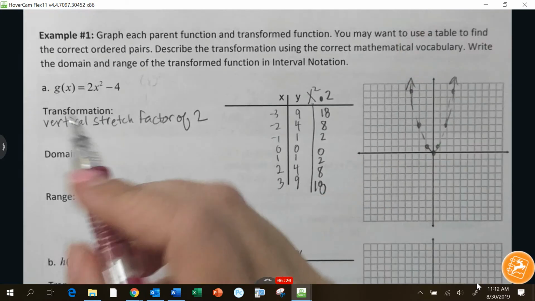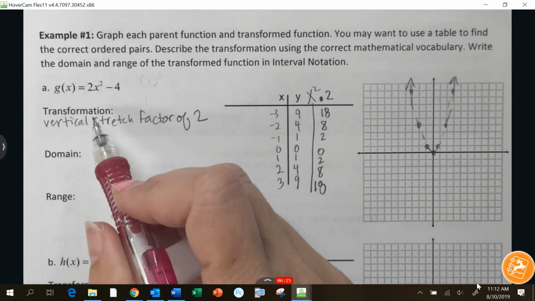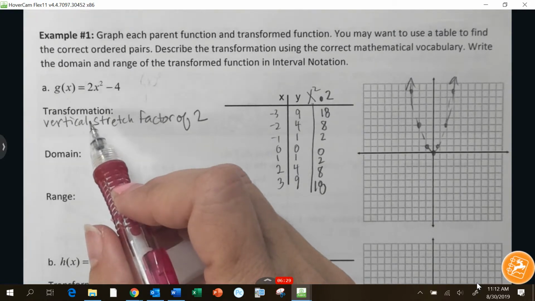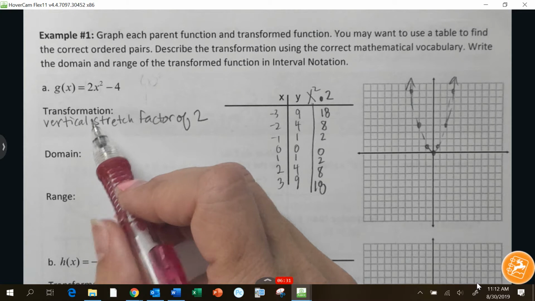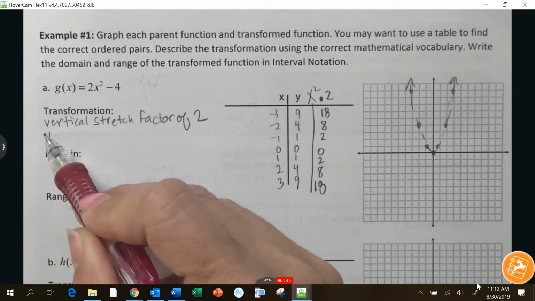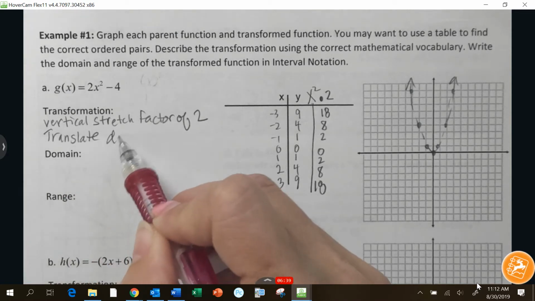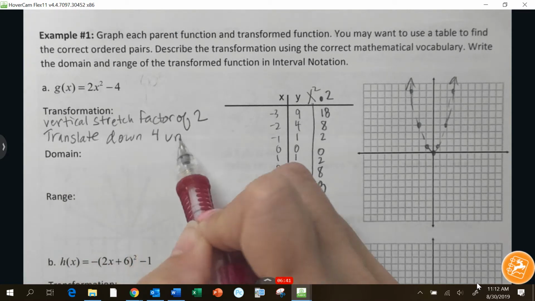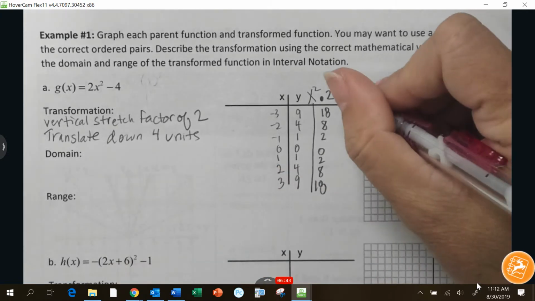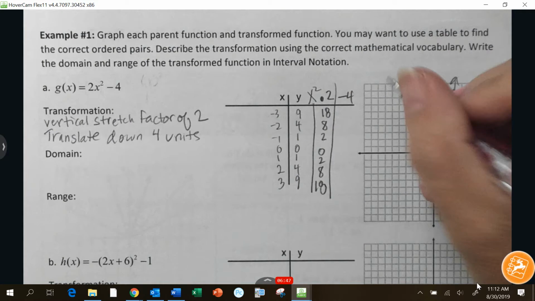Then what's my next transformation? We have a minus 4. Is that vertical or horizontal? Is it inside of the function or outside of the function? It's vertical. It is not being squared. So this is a translate down 4 units. So to my vertical side, to my y values, I will subtract 4.